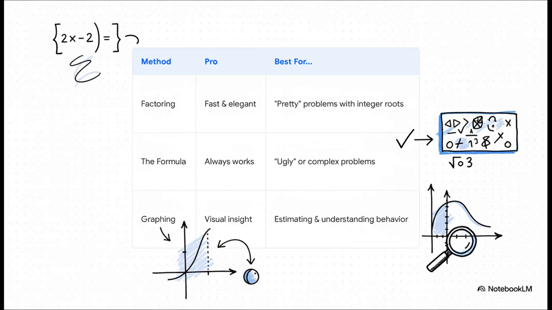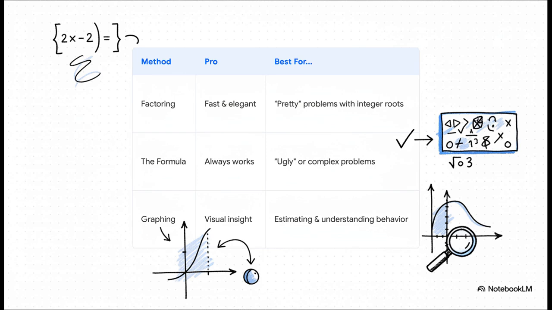This right here sums it all up. This is your game plan. If the equation looks simple and the numbers are small, hey, give factoring a shot first. It's fast and it's clean. If it looks messy or if you get stuck factoring, don't waste time. Just go straight for the formula.